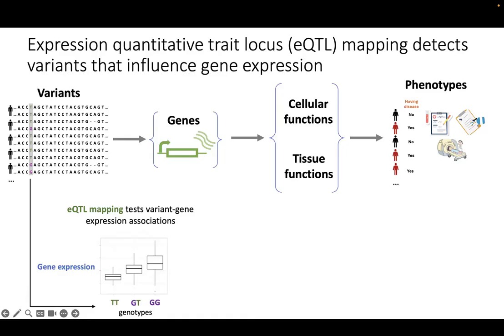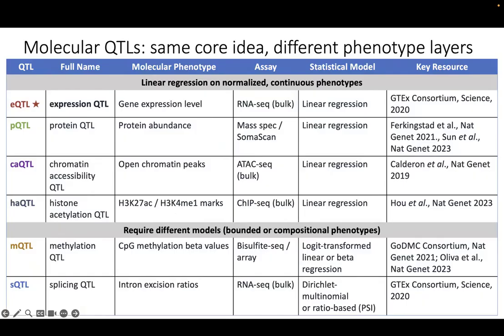eQTLs are the most widely studied molecular QTL type, making them the foundation for interpreting GWAS associations. With that in mind, let us look at the types of molecular QTLs and the statistical models used to map them. Gene expression is one of the several molecular layers we can map genetic effects to.